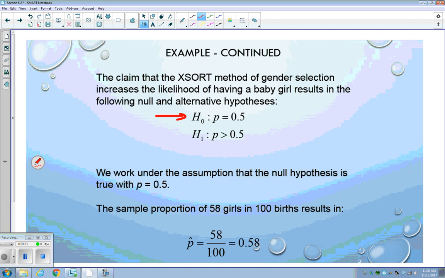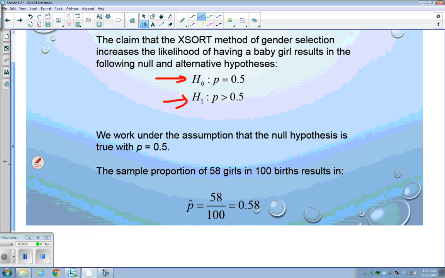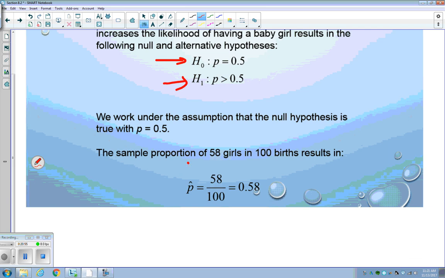Then the alternative hypothesis is based upon what was said. It said that the X-sort would make girls more likely. So that's why we said the proportion would then be greater than 0.5. Then it's going to tell us to work under the assumption, of course, that it's 0.5. And then this is the sample. That's why we're using p hat. That's the actual sample. I have 58 out of 100, or 58%.